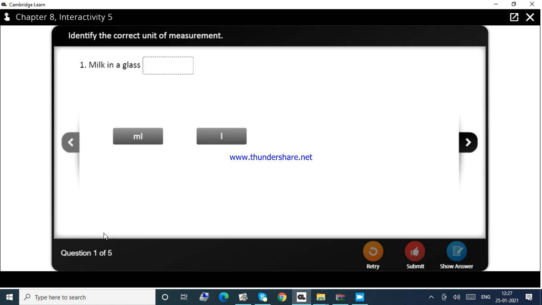Question number 1, milk in a glass. The glass size is called milliliter, that means ml. Then second one, water in a jug. It's also a small quantity, so it is denoted ml. And then third one, water in a bathtub. The bathtub holds many liters, so it is denoted liter.